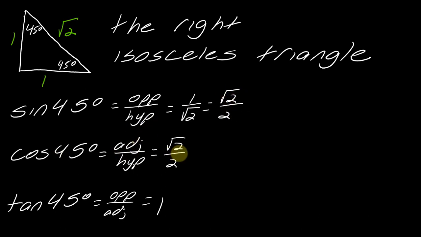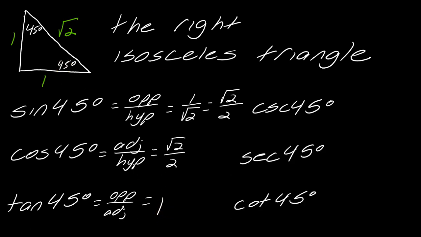It's the same thing for cosine, right? And then for tangent of 45 degrees, it's 1 over 1. So yeah, opposite over adjacent, however you want to think about that. That's just 1. And then, of course, going for the other trig functions, now I just take the reciprocals of all those, so I get square root of 2, square root of 2, and 1.